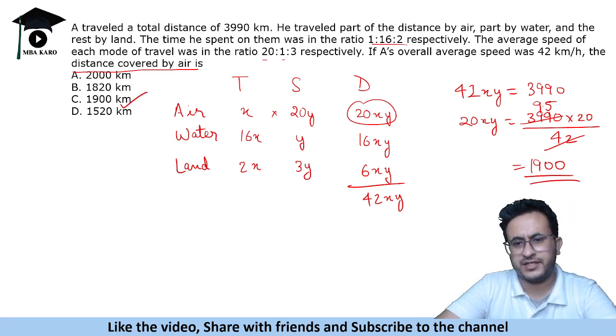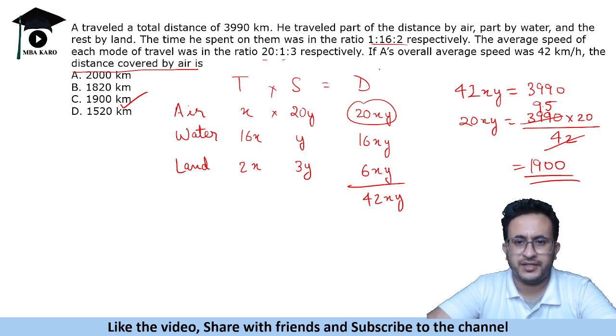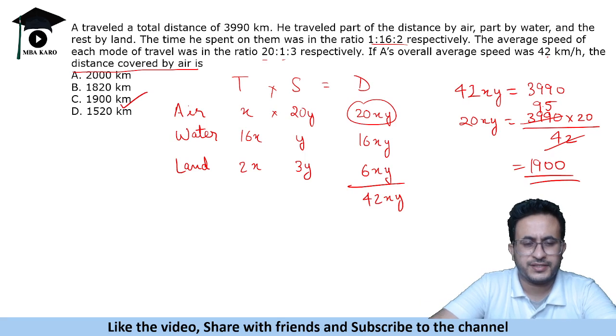So that's a basic question on proportionality. So time into speed is distance. So we are given the ratio of time taken, the ratio of speed, and now this is just additional information which is not even needed in this particular question. So basically you would have got the values of x and y if you had used this data, you could have got the separate values of x and y, which was not needed in this case.